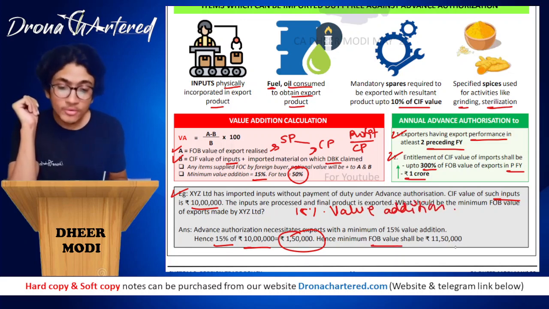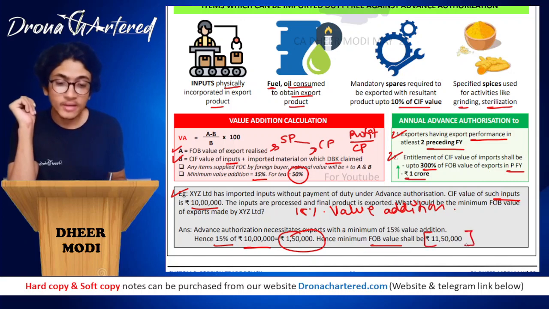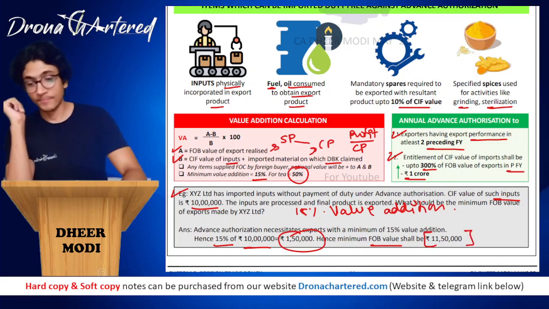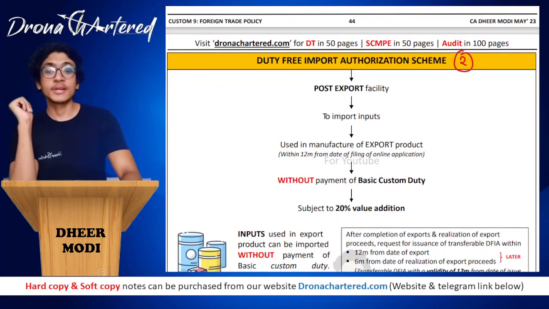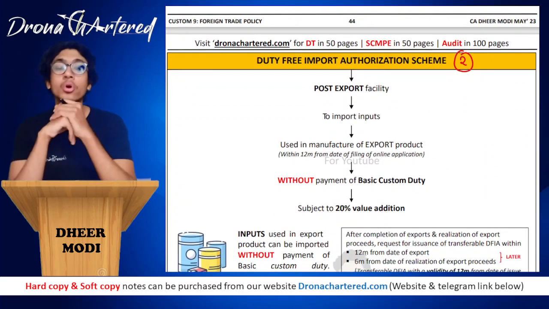Correct. Hence minimum FOB value shall be rupees 11,50,000. Then this is the second case that we were studying, that is your duty-free import authorization scheme.